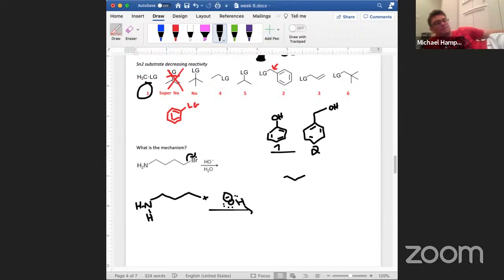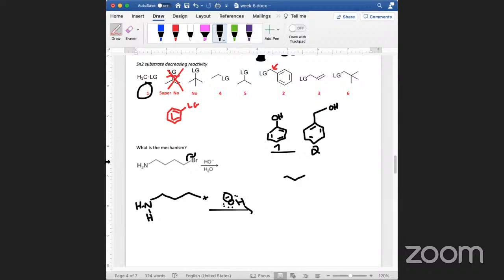All right. So what do we know from acid-base chemistry? This OH is negative and wants to become what? Neutral. How's it going to do that? By attacking the hydrogen.